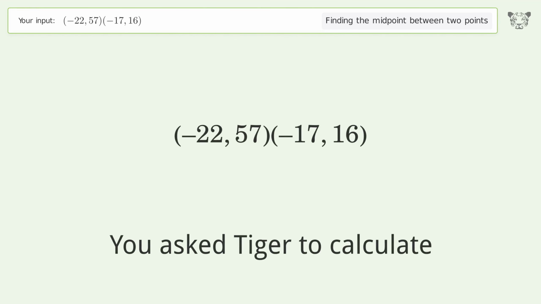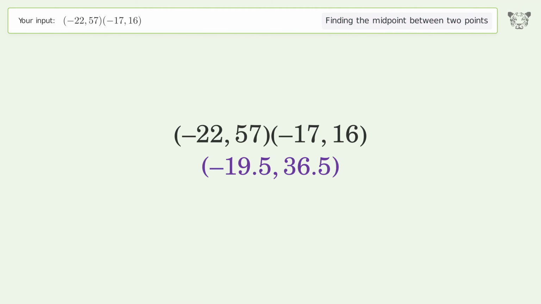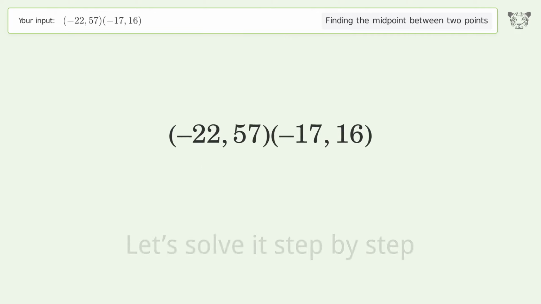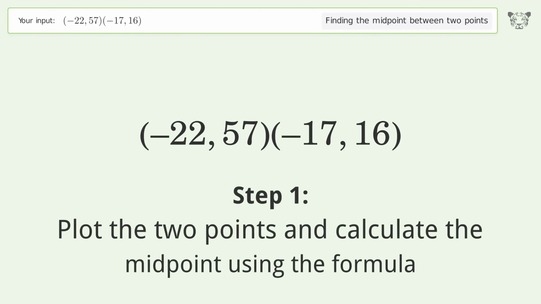You ask Tiger to calculate. This deals with finding the midpoint between 2 points. The midpoint between the 2 points is negative 19.5, 36.5. Let's solve it step by step. Plot the 2 points and calculate the midpoint using the formula.